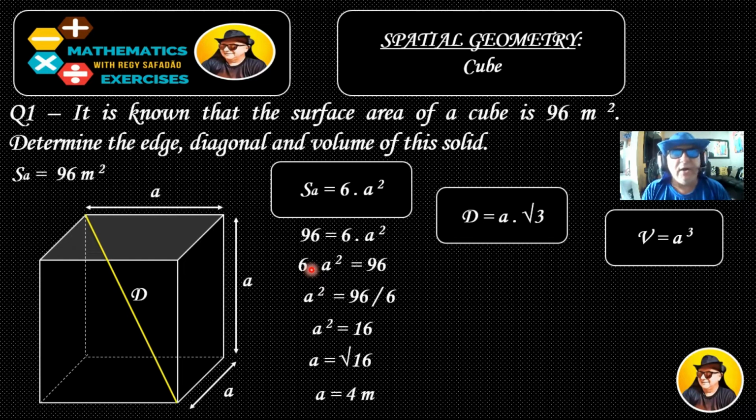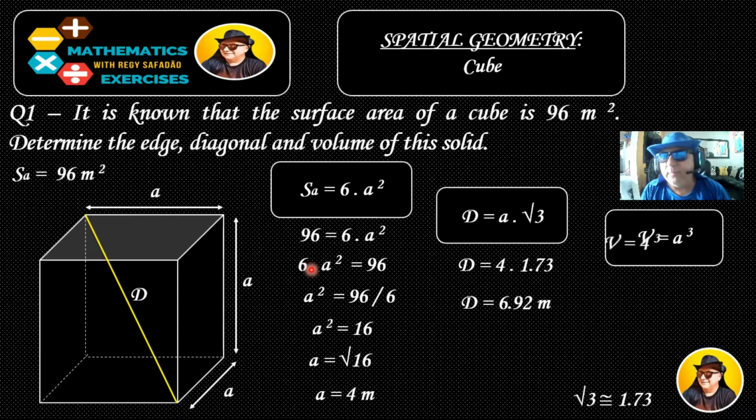Now let's find the diagonal. Don't forget that the square root of 3 is about 1.73. Now finding the diagonal, I have 4, because A is 4, times 1.73. Doing this multiplication, the diagonal is 6.92 meters. So the diagonal is also done. Let's see the volume. The volume is A cubed, so A is 4, so 4 cubed. 4 times 4 times 4 is 64, so the volume is 64 meters cubed. Question 1 is done.